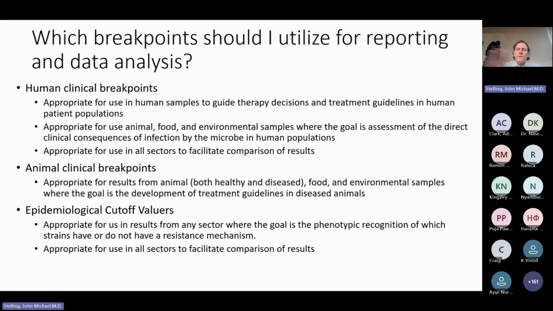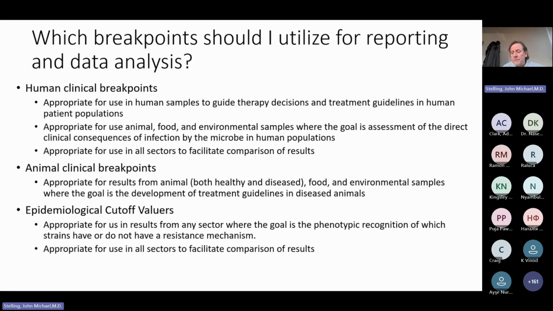So I mentioned if you want to go across sectors, many people choose to use the human breakpoints in order to have common benchmarking. The other approach is just to always use ECOFs. In that case, you're not worrying about the PK/PD and the treatment outcomes and the guidelines. You're simply looking at the microbiological differences. So if you want to go across sectors, then using the human clinical breakpoints or the ECOFs, either approach could make good sense. If you have a focus on clinical outcomes in human, I would go with that.